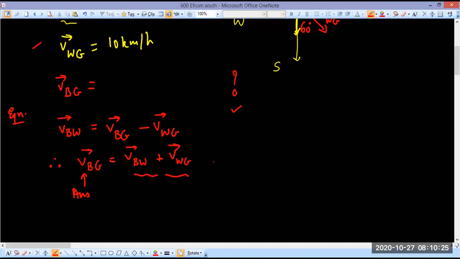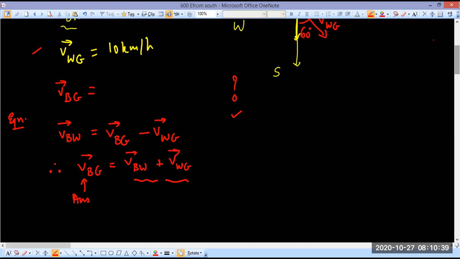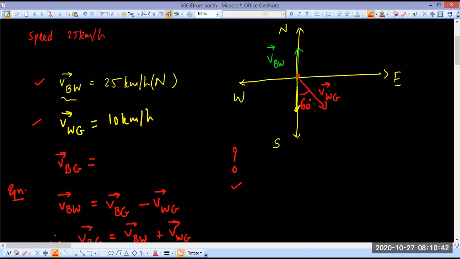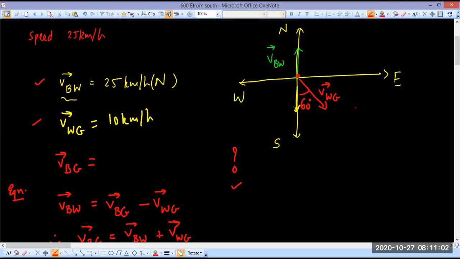So tell me, what are the two ways to add two vectors when we draw a diagram? After drawing a diagram, you can see here I've drawn two vectors. What are the two ways to add vectors in a diagram? There are two methods to add. What are the two methods to add? Come on, people, I'm waiting for your answer.